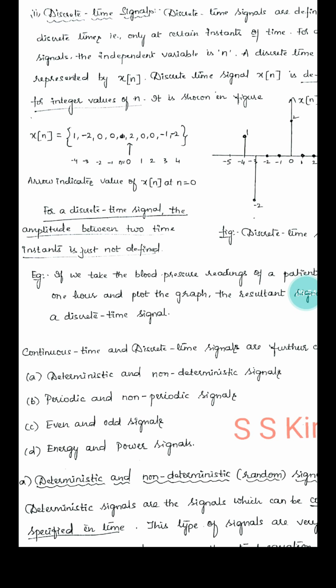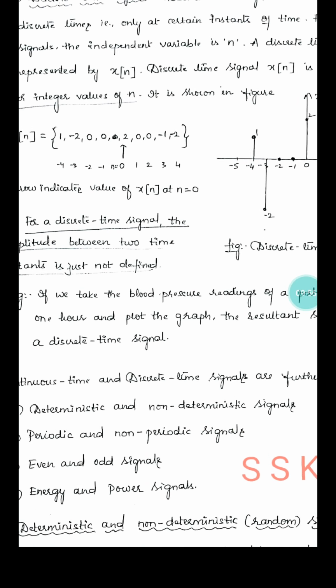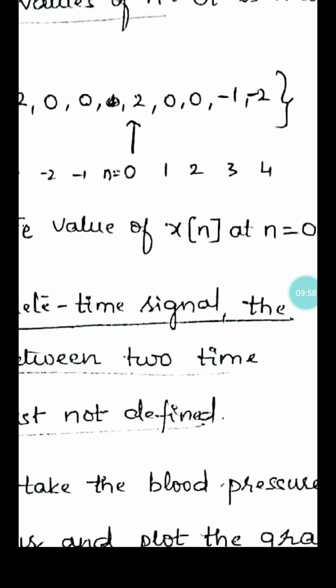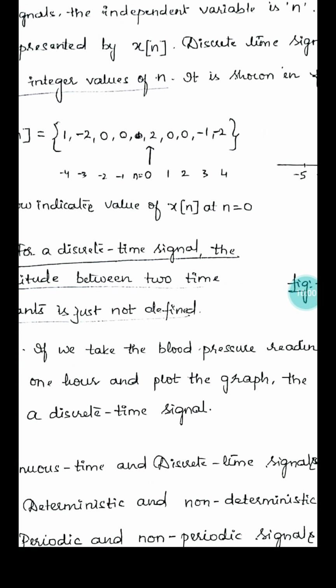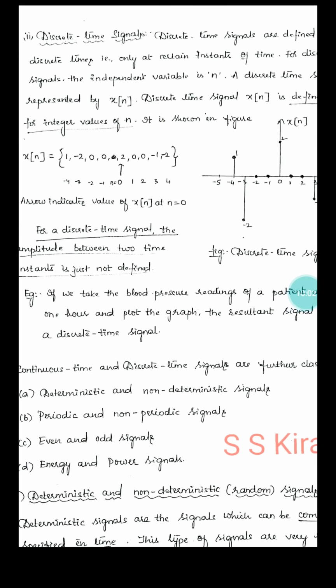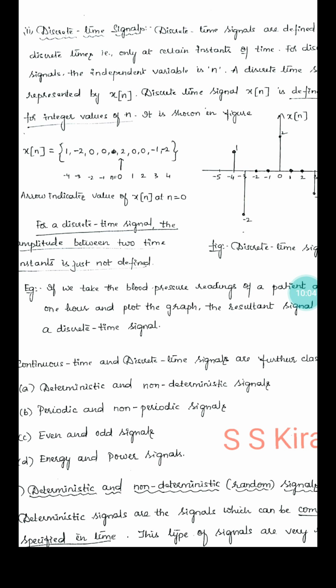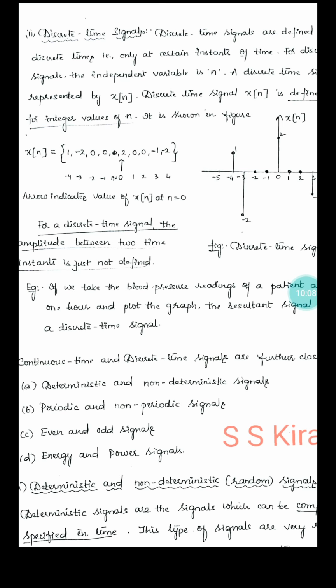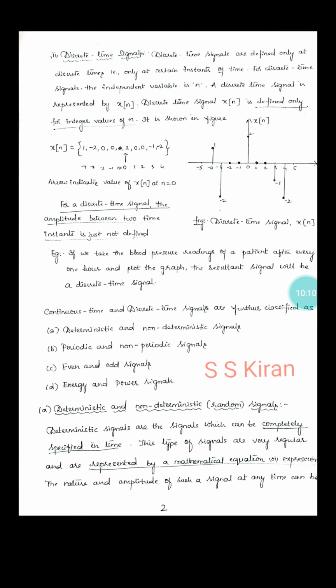This is some information. This arrow mark plays a very major role. Without this arrow mark, we cannot examine this signal. Then this 0 is identified as n equal to 0. These are all the information in discrete time signal analysis.